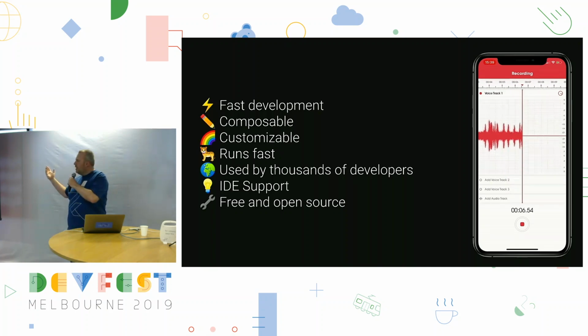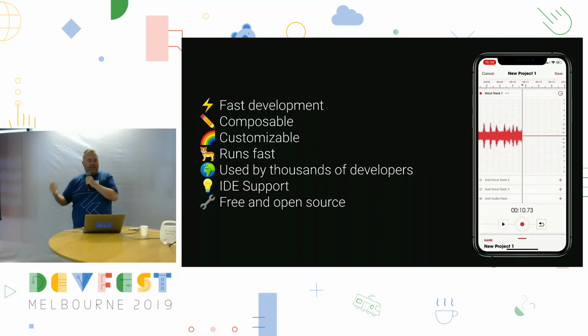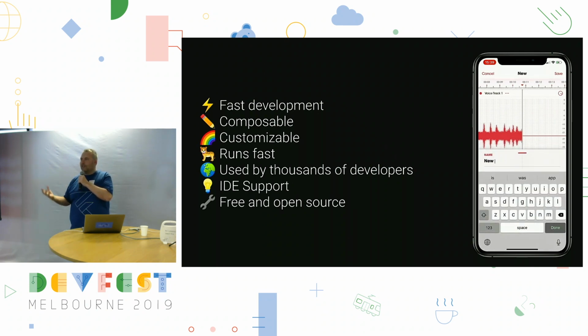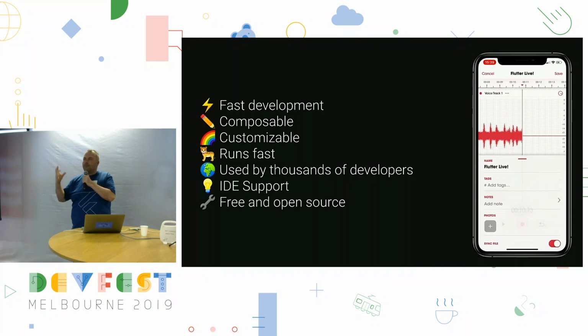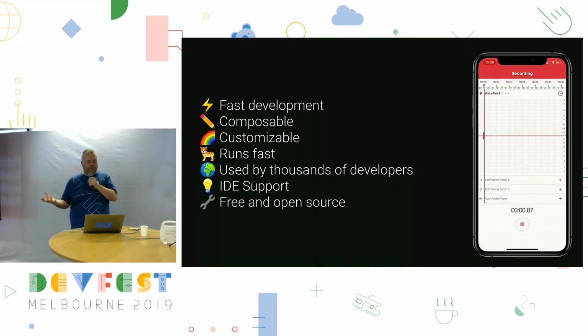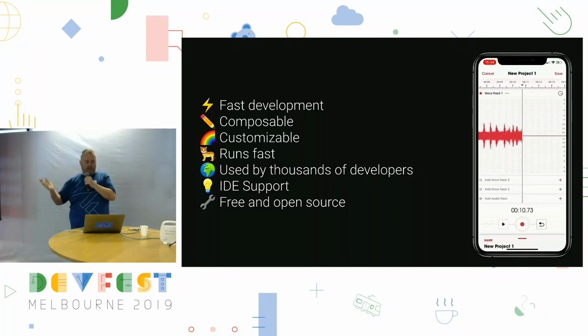So here are the top points about why we think Flutter is a great idea. It's all about fast development, so it's about really great developer experience. We use composable widgets, so when you want to take a chunk of functionality and use it all over the place, you can turn that into a named reusable component, which we call a widget. It's customizable. It's all about 60 frames per second, or 90 or 120 for those people with really high-end phones. And we've got good IDE support, used by lots of developers, and so on and so forth.